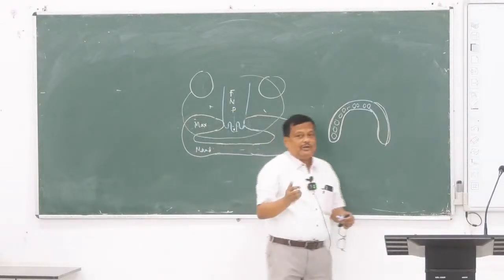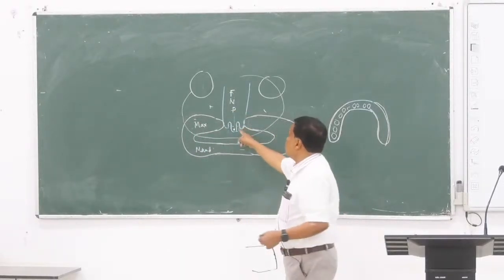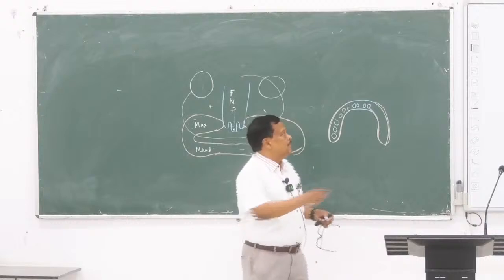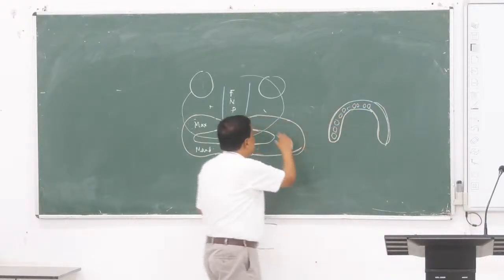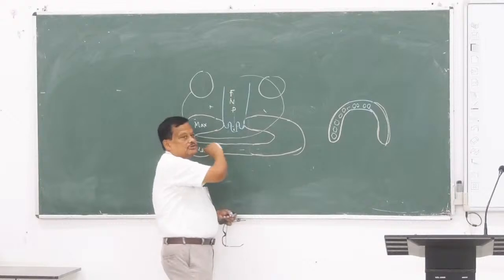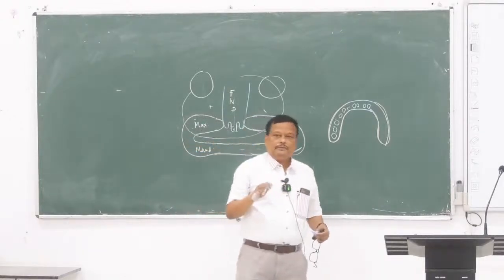Rather, more specifically, the median nasal process will bear these four incisor teeth, and the rest of the teeth will develop in the maxillary process, that is, in the maxilla, right?